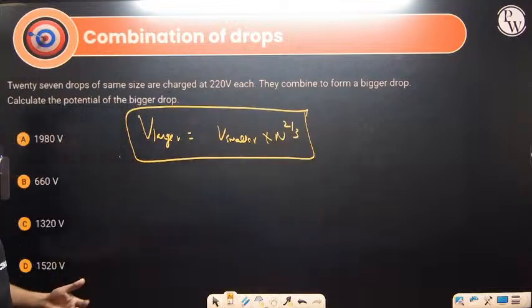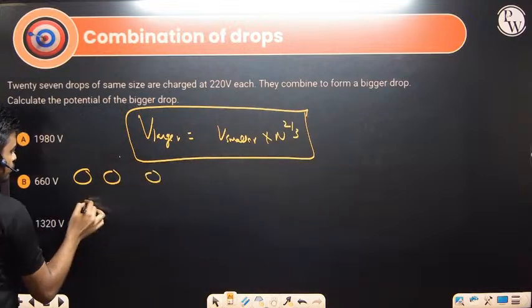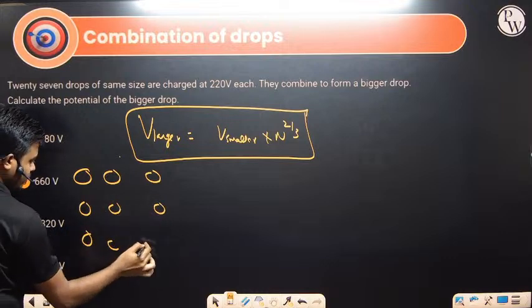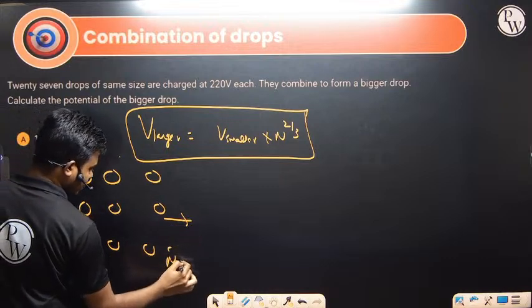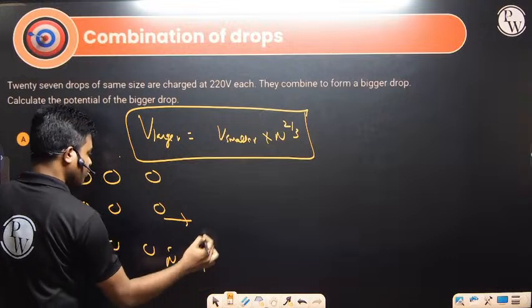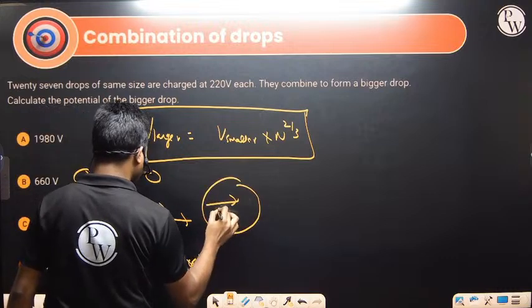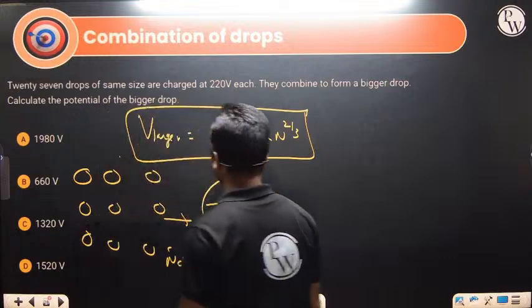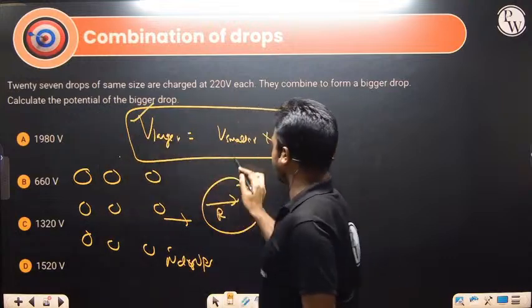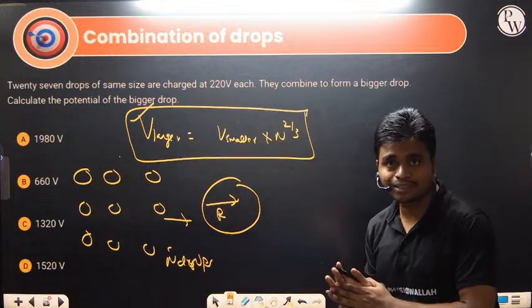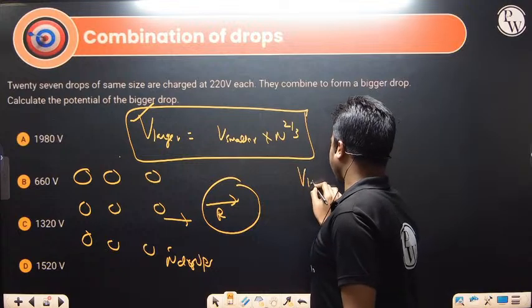Combination of the drops: 1 drop, 2 drop, 3 drop, 4 drop, 5 drop, 6 drop, 7 drop, like that. If you are making different drops, how many drops? N drops. If you are combining these and making the bigger drop, in that case the potential is given by this. The potential of the larger drop is the potential of the small drop times n to the power 2 by 3. That's it. So that is the potential of the larger drop.